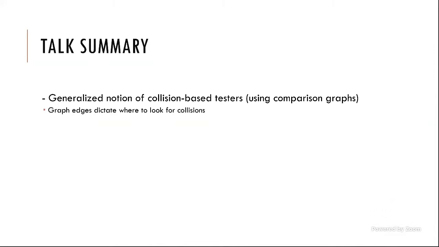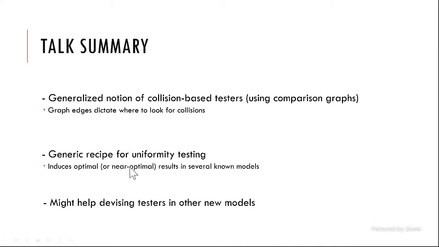So let me just sum up real quick. We generalize the notion of collision-based tester using the definition of comparison graph, where the edges simply indicate which comparisons we're going to make. And we showed a generic recipe for uniformity testing under constraints. And it actually induces optimal or near optimal results in several known models. And we hope that it can also help devise more testers for uniformity testing in other models. So that's it. Thank you. Sorry for going over time.